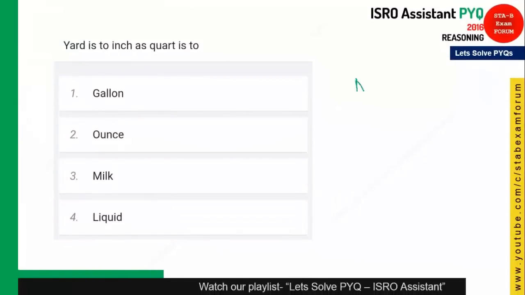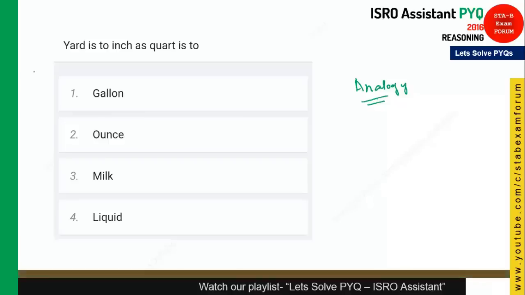It is from the category called analogy. There you need to establish a relationship between the given words. So yard is to inch. As you know, yard is a unit of measurement, and inch is also a unit of measurement. Quart is again a unit of measurement, but with respect to whom? Out of these, milk and liquid you can straight away eliminate, as these are not units of measurement.